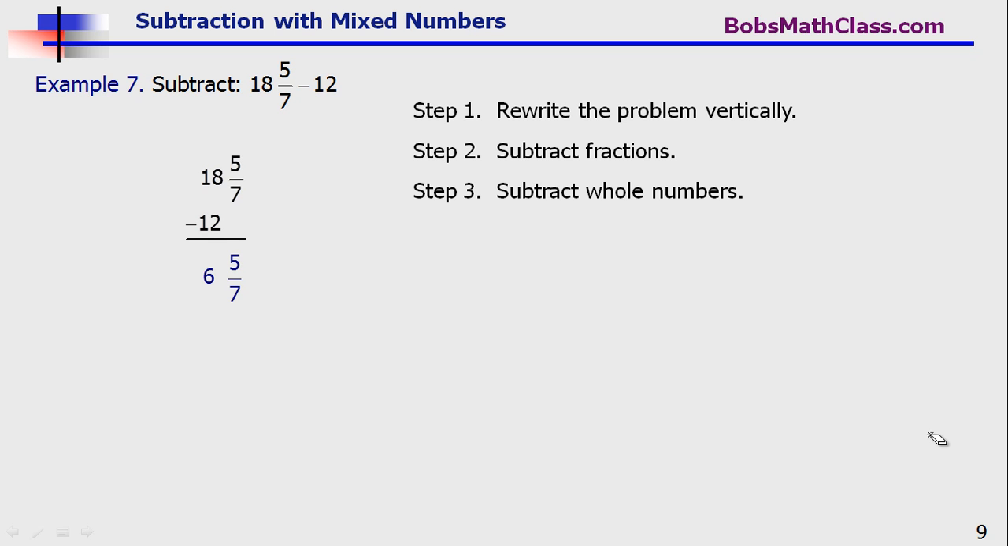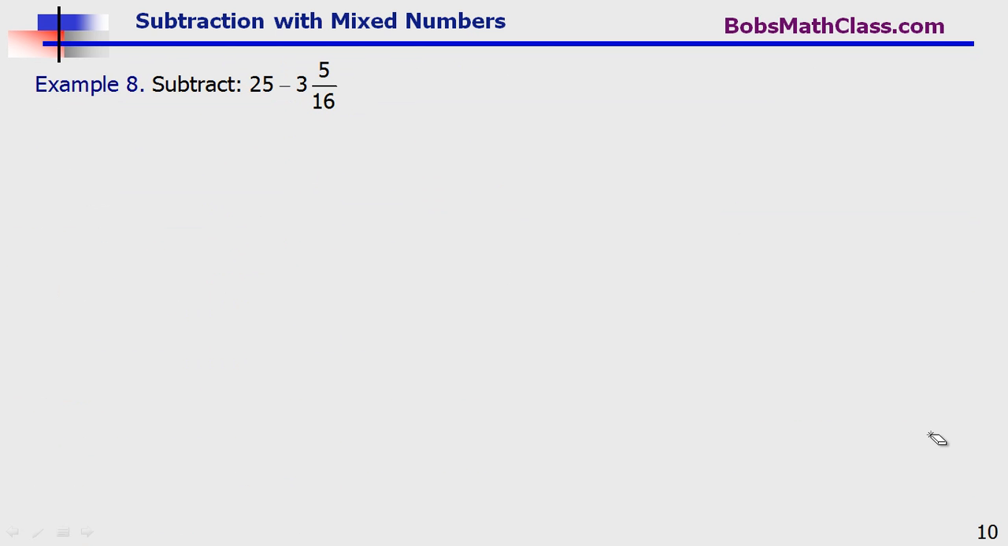That probably won't be on the test. Just kidding. Okay, let's go on. Okay, this one's a little different. 25 minus 3 and 5/16. Okay. Rewrite the problem vertically.